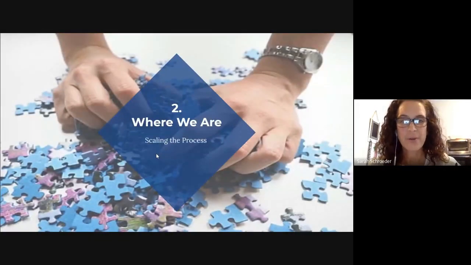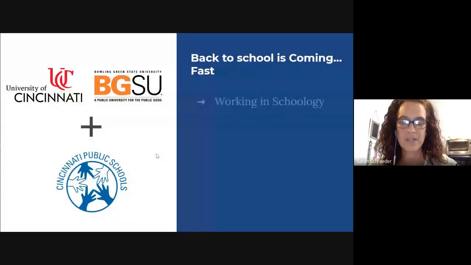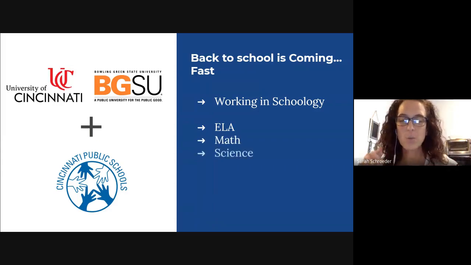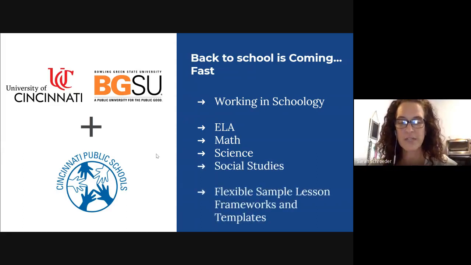So where we are right now is scaling out this process that we started. And we're going to show you some examples of what we've built as well. But we know back to school is coming way too fast for all of us. We have UC students working with CPS teachers to finish building out the entire first unit of ELA, math, science, and social studies. We actually have Bowling Green State University partners working with math up to now, and we're shifting that a little. But ELA, science, and social studies, we are almost ready to roll out the first unit for all of those with some flexible sample lesson frameworks and templates you can use.